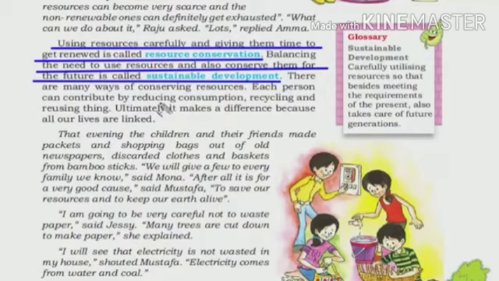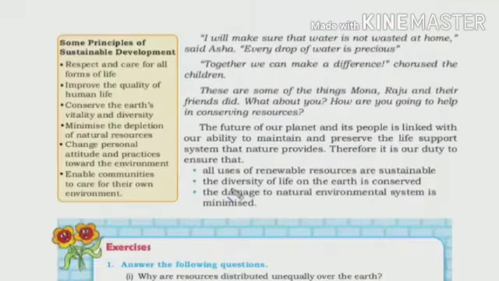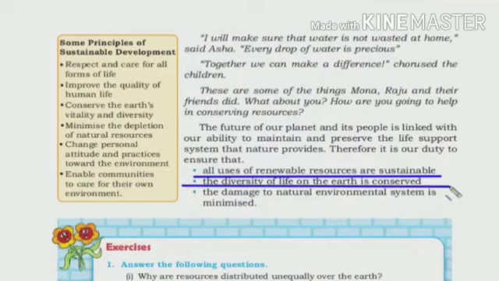Some of the ways of conserving resources are recycling and reusing things. In order to protect our environment, some of our duties are to use renewable resources which are sustainable. We also need to conserve the diversity of life, that is, protect the endangered species. We also need to cause minimal damage to the natural environment system, like less cutting of trees. We need to prevent soil erosion as well. These are the things that can ensure that we maintain and preserve the life support system that nature provides.